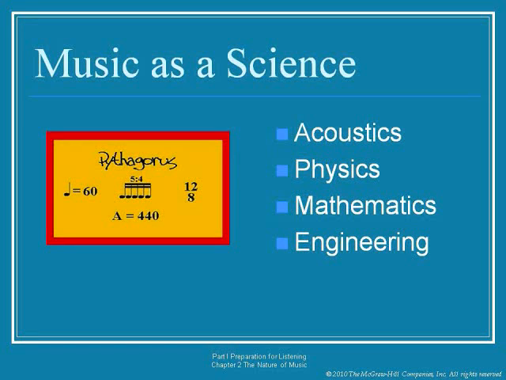A great deal of what we define music as is based on scientific principles. Now, the primary scientific term used in defining music is the term acoustics. Acoustics is the science of sound, and it's the physical basis of what music is built upon. Acoustics is built also upon things like physics, mathematics, and engineering. All of these mathematical or scientific terms have to do with how music is made.